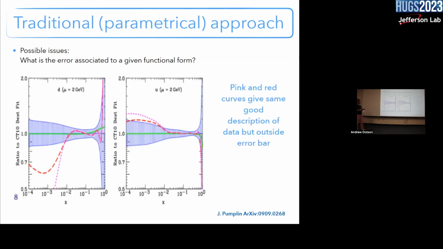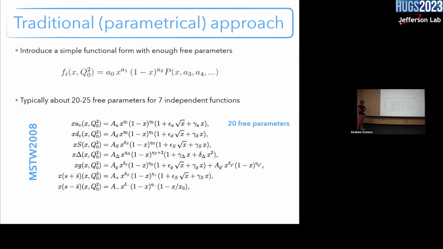The possible issue here, and this was shown by Jon Pumplin in a CTEQ fit, is this: what is the issue associated with the given functional form? You are restricting yourself to a specific parametric form. How do you know that you're not biasing the fit by choosing that functional form? You could have other functional forms that work as well as the one that you have here.